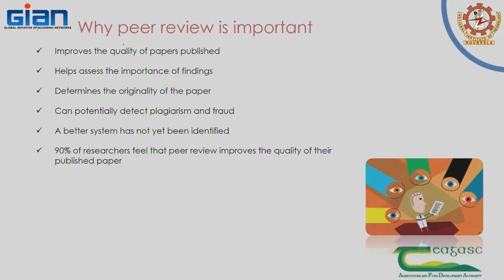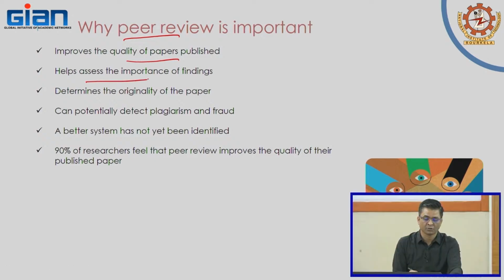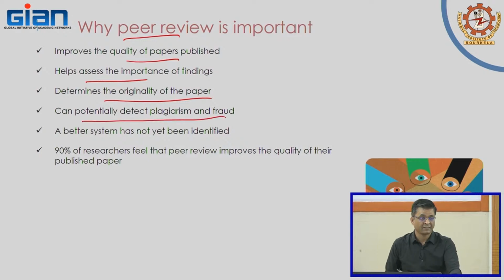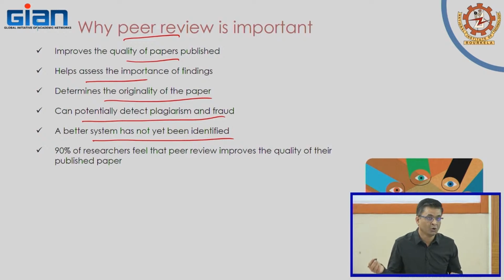Now this is a really important process. It assesses quality and the importance of the findings, determines originality, and can potentially detect plagiarism and fraud. A better system has not been identified yet. So whatever system we have, we follow that. We can always comment on a system. We all know that when something goes wrong, everybody becomes intelligent. There is no robust system. Whatever system you talk about, there are always loopholes, and the system is continuously improving.